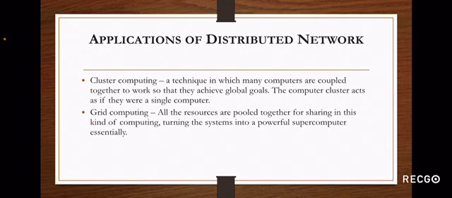Now let's see the applications of a distributed network. Cluster computing is one of the examples. A technique in which many computers are coupled together to work so that they can achieve a global goal. The computer cluster acts as if it were a single computer. The second example is grid computing. All the resources are pooled together for sharing in this kind of computing. This turns the system into, essentially, a powerful supercomputer.